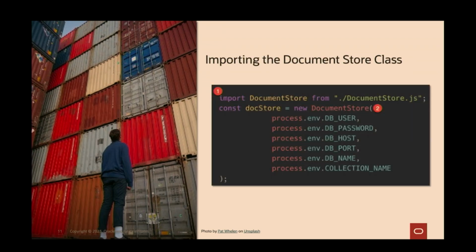So in our index.js file, we import the document store class using the import statement, and then we create an instance of that class, and we pass in information that we'll need. The database user, the database password, the database host, which is the IP address, database port, the database name, which is actually the collection name we're going to use. I'm sorry, no, the DB name is the schema, and then the collection name. That all gets pulled in from the environment variables and creates the instance.